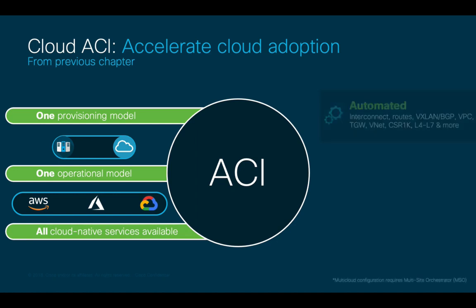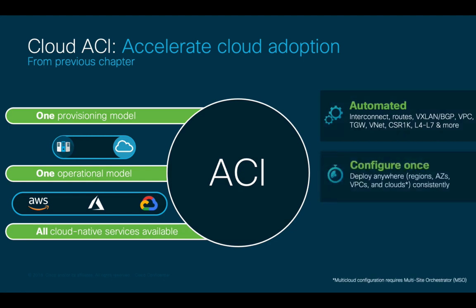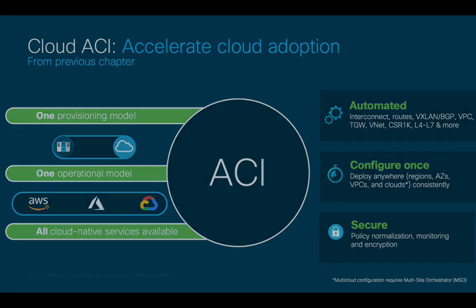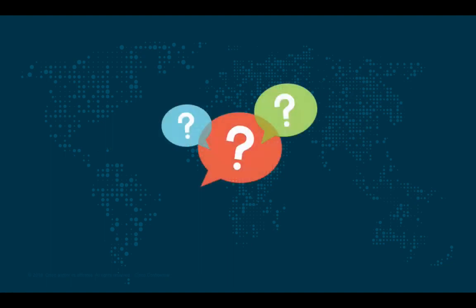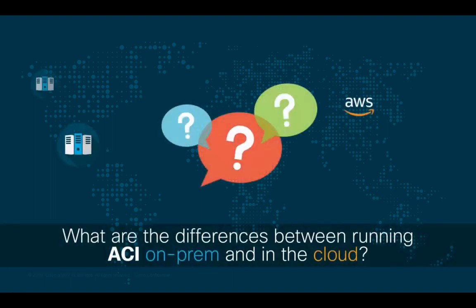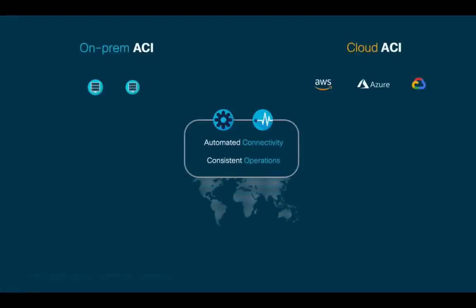Therefore, I will show you how, using the same knowledge you have, you can easily deploy a production-grade cloud network, leveraging automation and enforcing security consistently. But before we get started with step-by-step configurations on each cloud, let's briefly cover how Cloud ACI works by comparing it to the on-premises version. Let's start with the APICs.